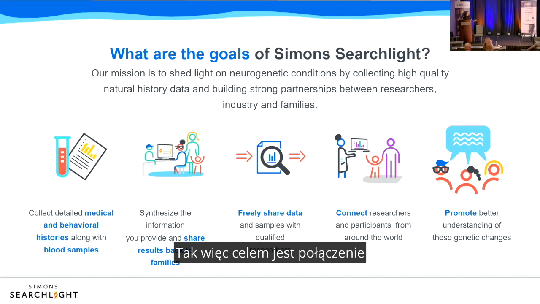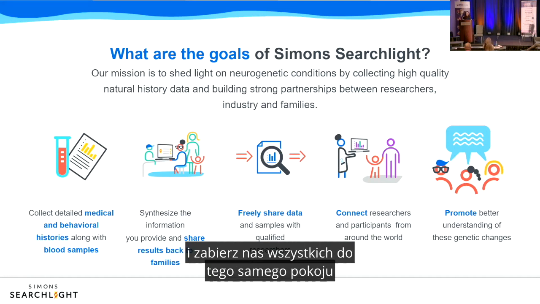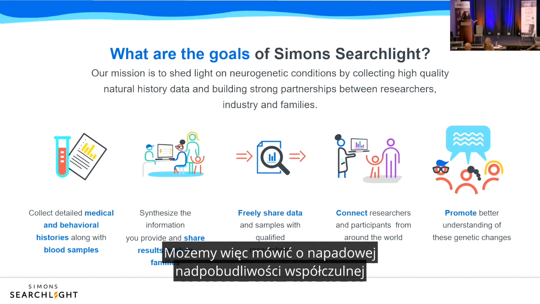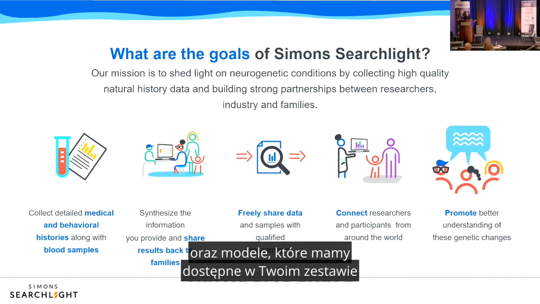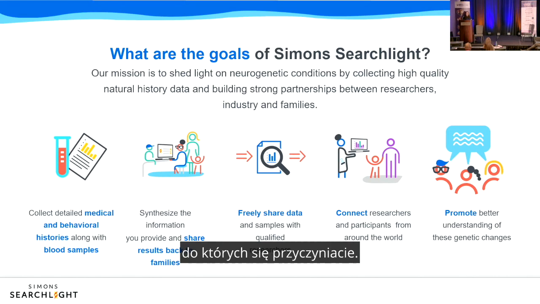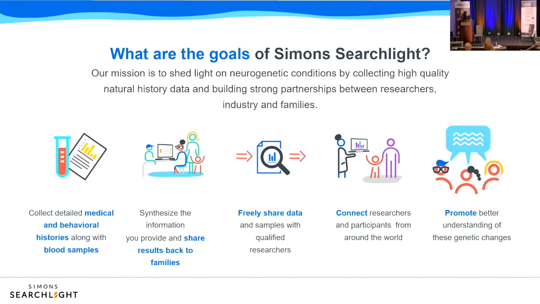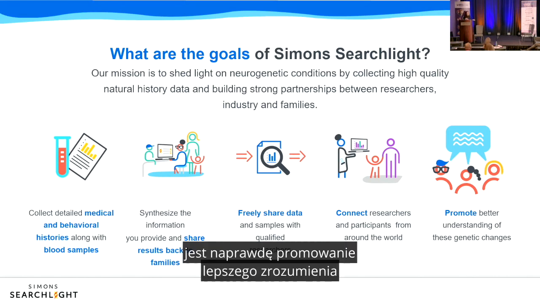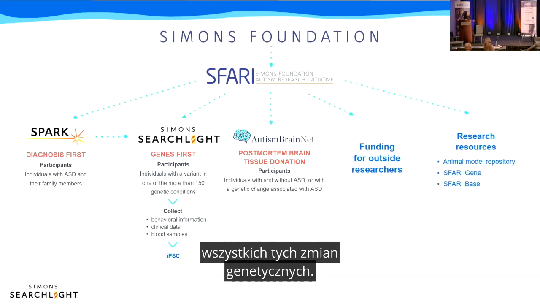And so the goal really is to connect these research participants and the researchers and get us all in the same room so we can talk about paroxysmal sympathetic hyperactivity and the models that we have available in your toolkit that you guys are contributing to. And obviously the goal of this is really to promote better understanding of all these genetic changes.